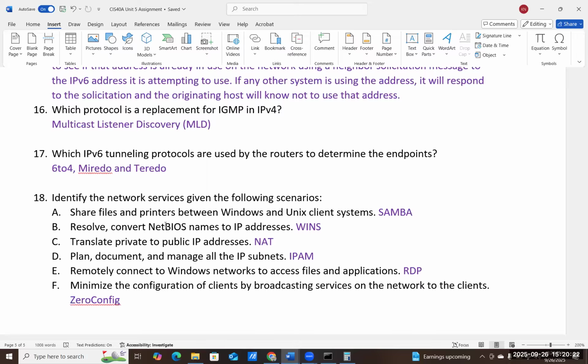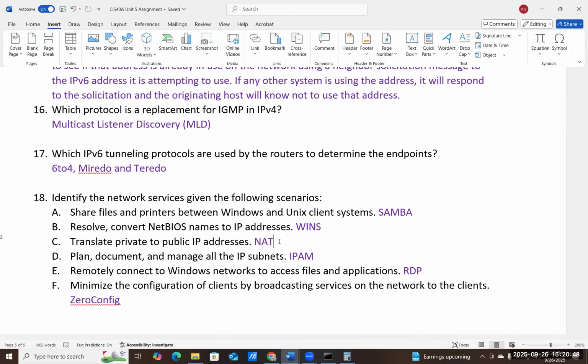Okay. Next, resolve or convert NetBIOS name to IP address. We talked about this last week. WINS, names to IP. Translate private to public IP address. This is your network address translation, NAT. You see this on your virtual machine, and your home router does this, your wireless router.